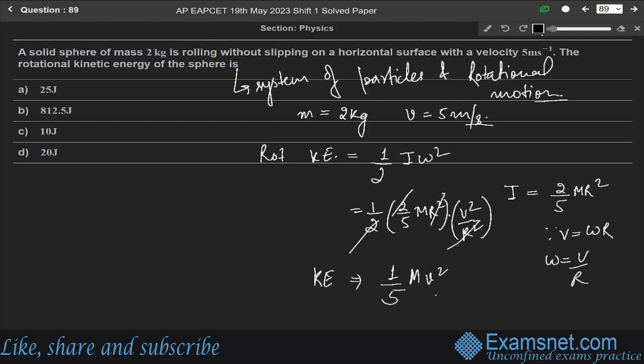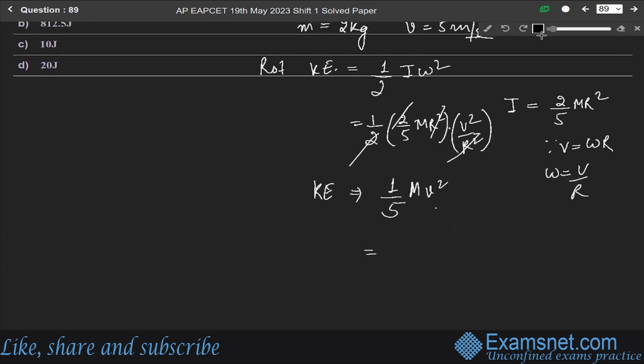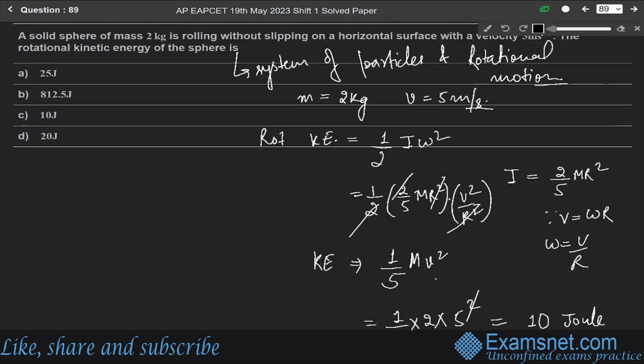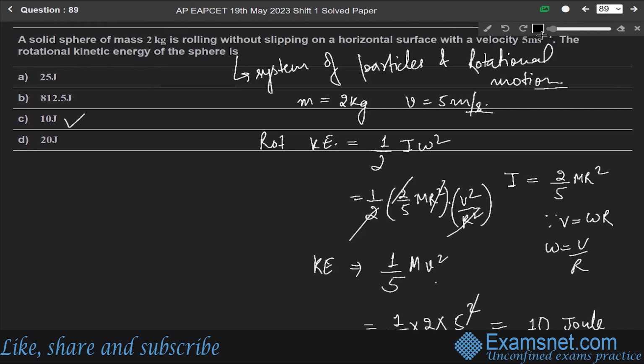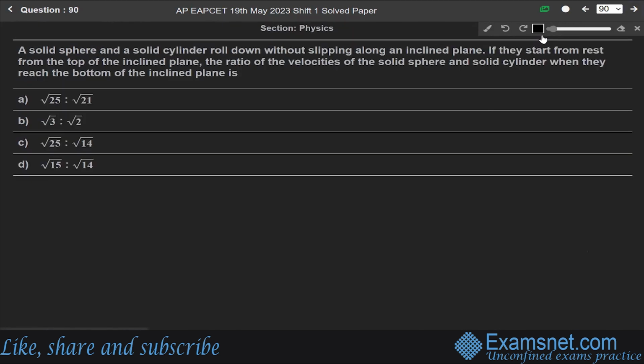Since mass is given as 2 kg and v is 5 meter per second, it will be 1 by 5 into 2 into 5 square. So this 5 cancels with one power of 5. So rotational kinetic energy is 10 joule. So from among these four options, C is the correct answer. Okay. Now next question 90.